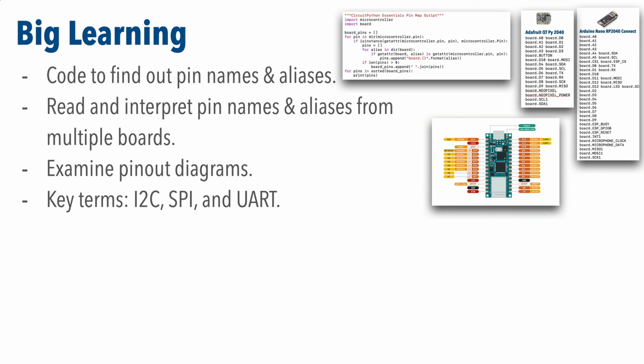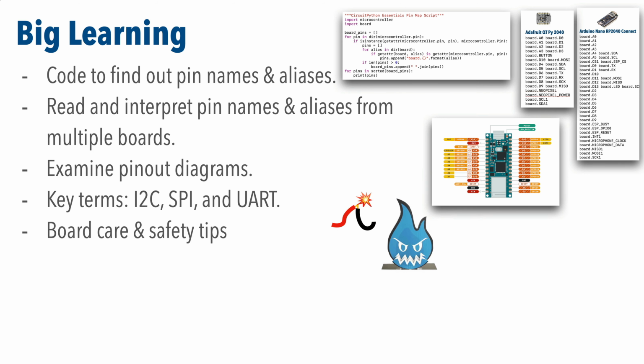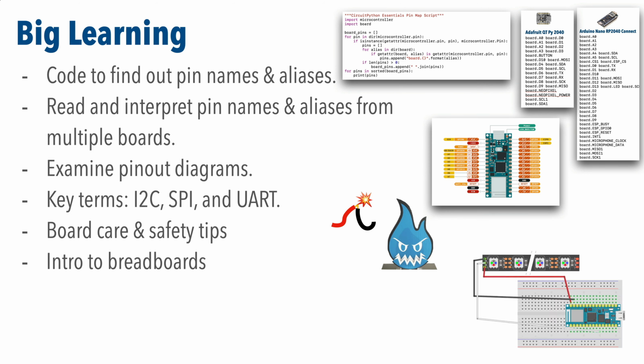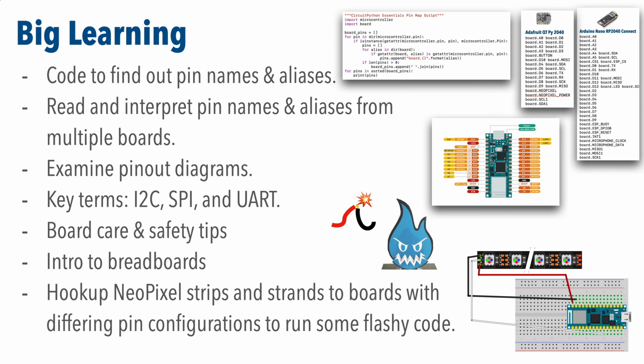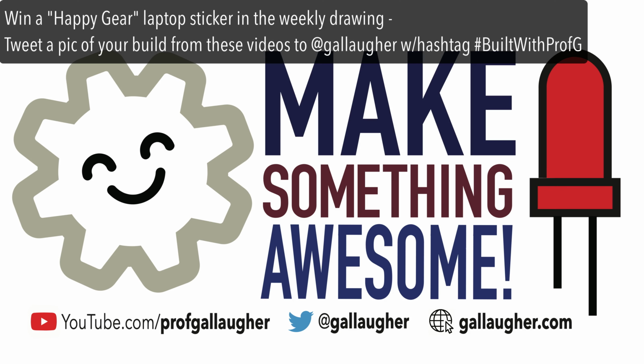We covered key terms I2C, SPI, and UART. We gave some important board care and safety tips. We had our first introduction to breadboards. And we learned to hook up boards with differing pin configurations, modify the code, and get a NeoPixel strip flashing on these boards despite these differences. You should now not only be feeling like a programmer, but also like an engineer. Keep at it, skilled one. There's more goodness to come.